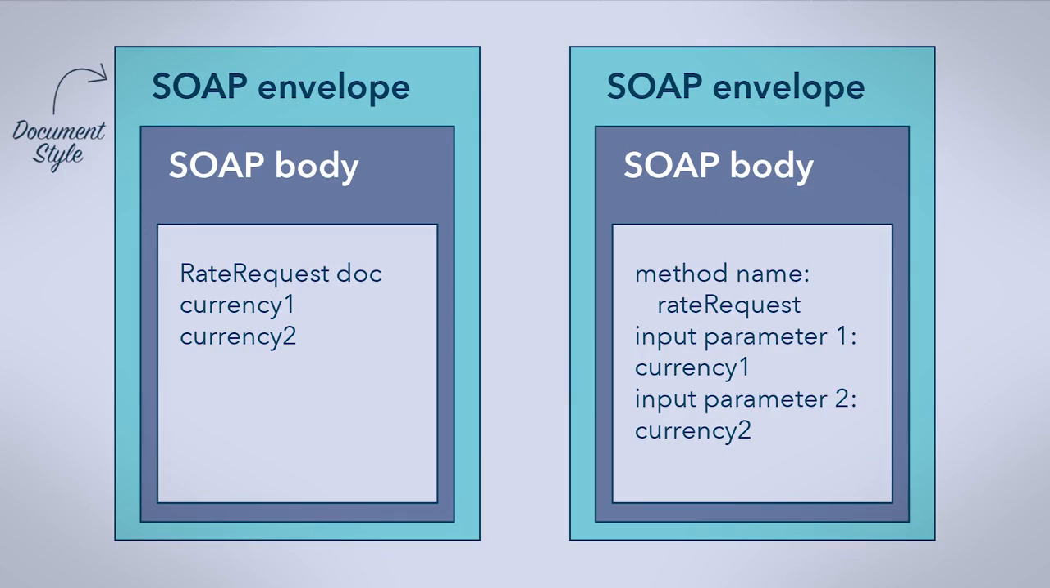Let's have a look conceptually at what a SOAP message might look like for our example, the currency exchange rate web service. On the left, the document style is used. In this style, the type of request is determined by the type of document. The two currencies that the service requester wants to compare are fields in the document. On the right, there is essentially a method call in the body of the SOAP message, with the two input parameters being the two currencies to compare.